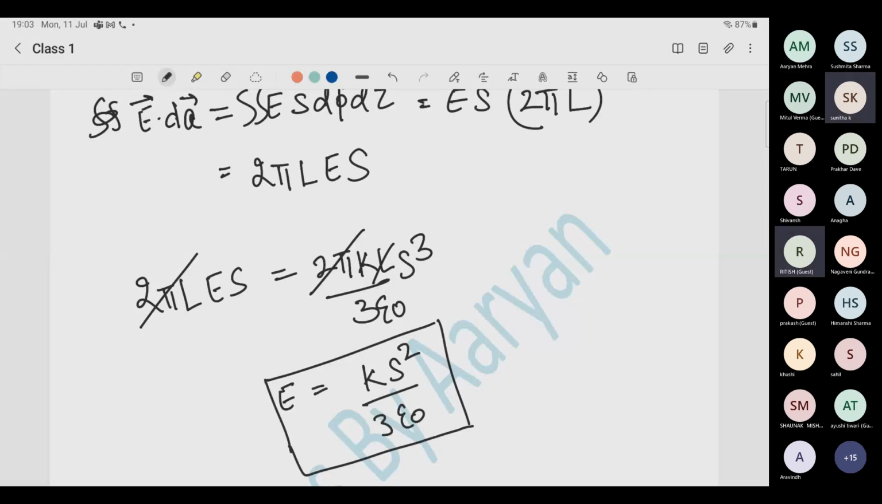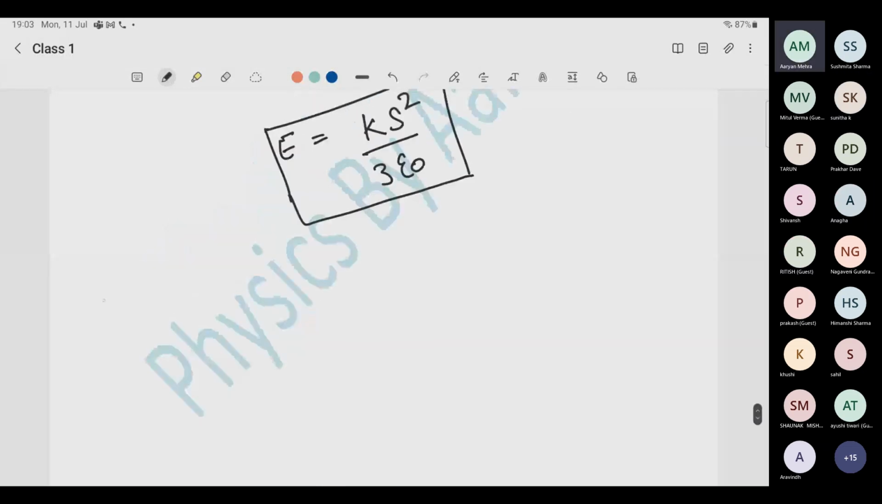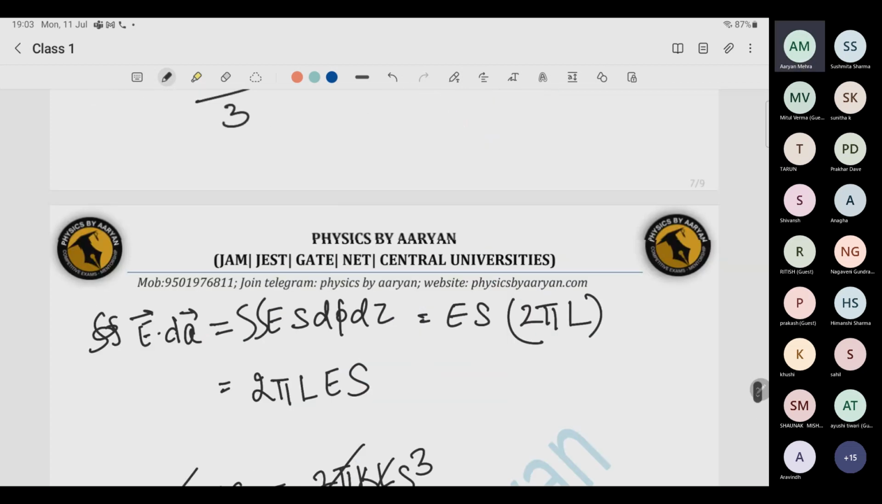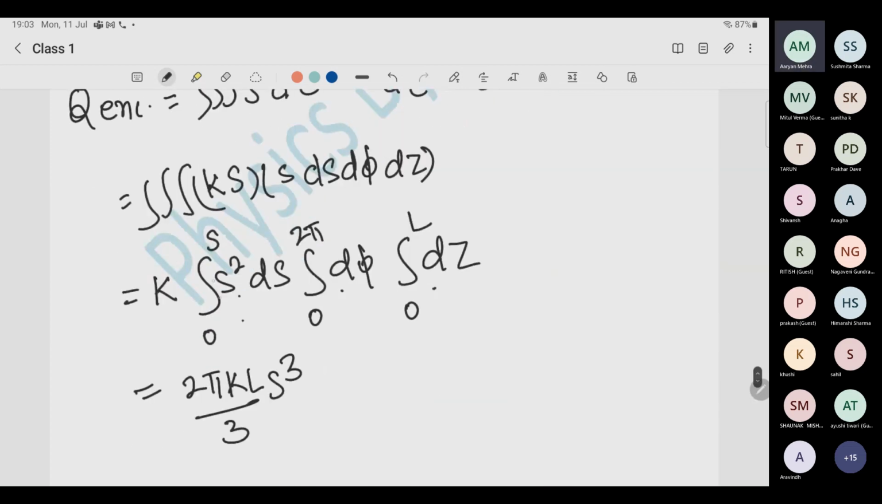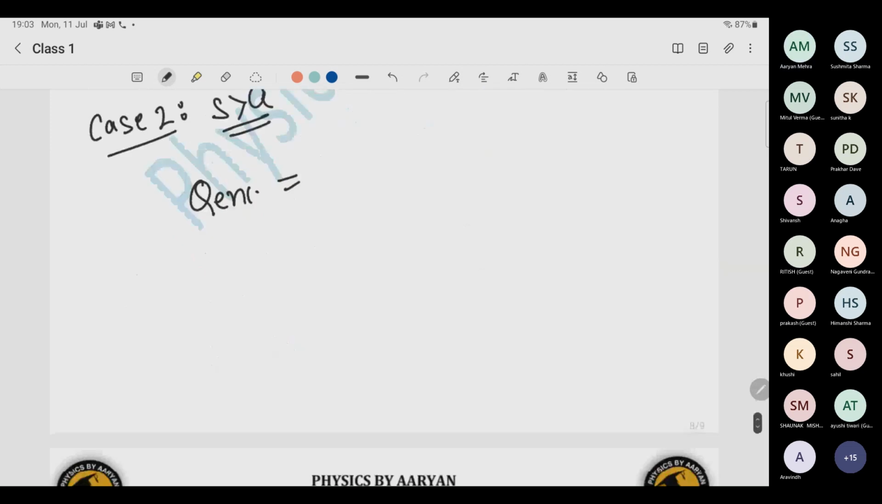Yes, sure. Okay. So then case 2, when S is greater than A. What is A? A is the radius of the cylinder. So again, the charge enclosed we already have. This is our charge enclosed. The only thing we need to change here is the limits.